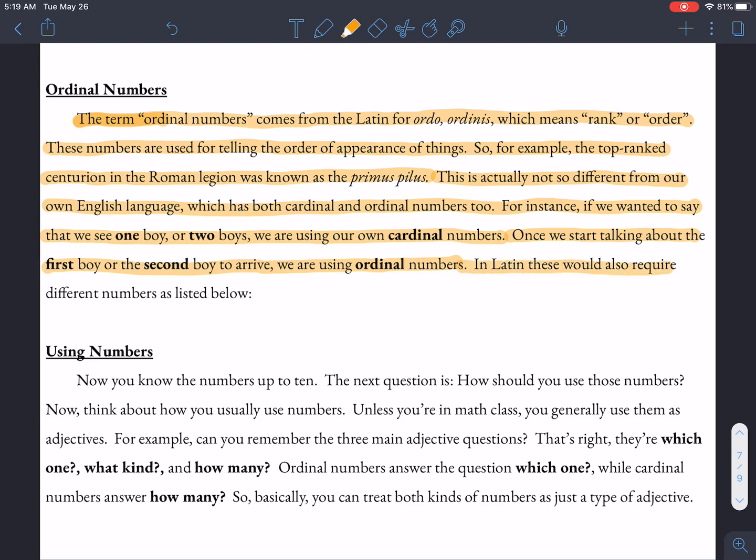In Latin, these would also require different numbers listed below. That's not in your packet. Sorry, that should not be in there. Sometimes Magistra's editing eye misses things. Whoopsie daisy.